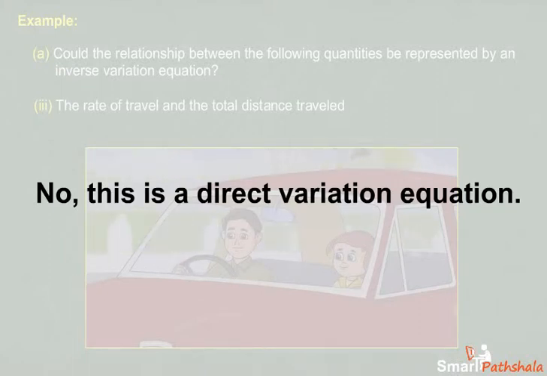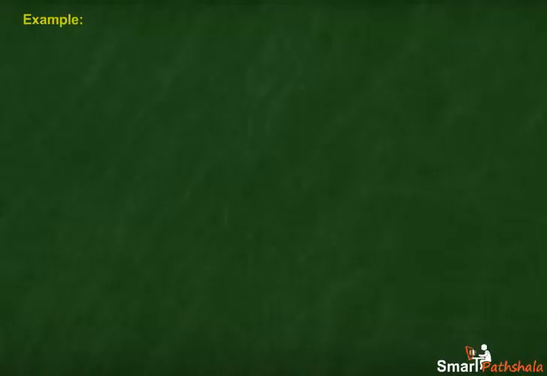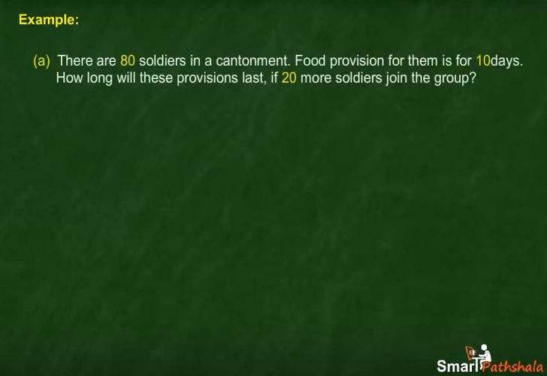Students, look at one more example. A. There are 80 soldiers in a cantonment. Food provision for them is for 10 days. How long will these provisions last if 20 more soldiers join the group?